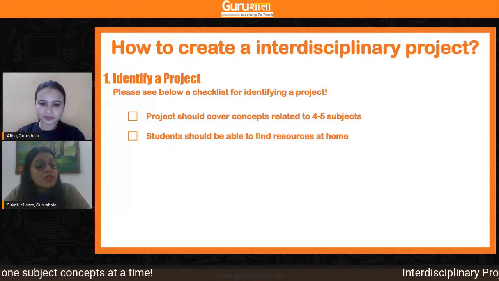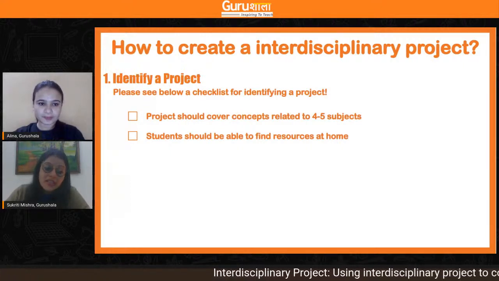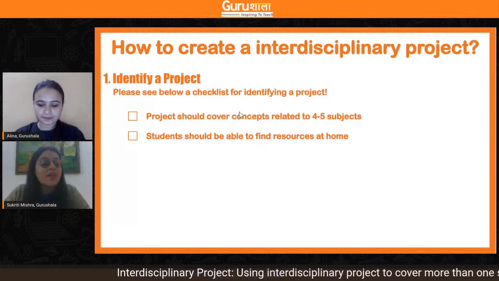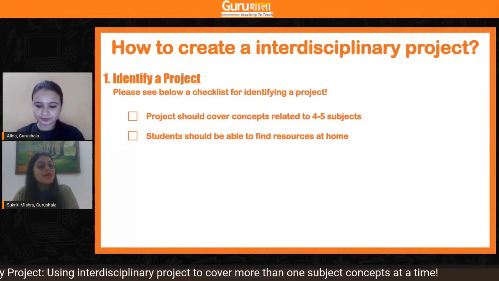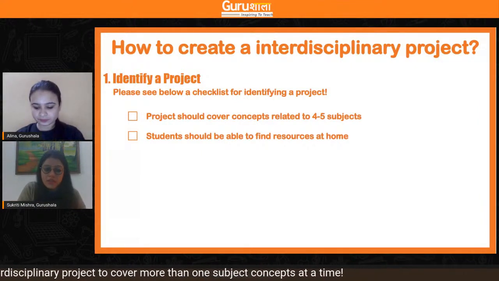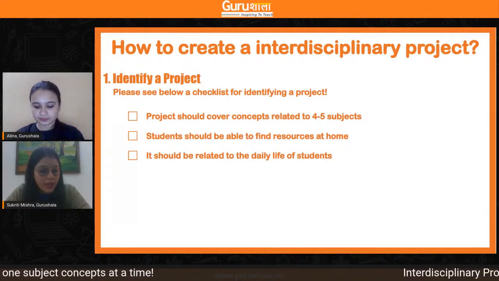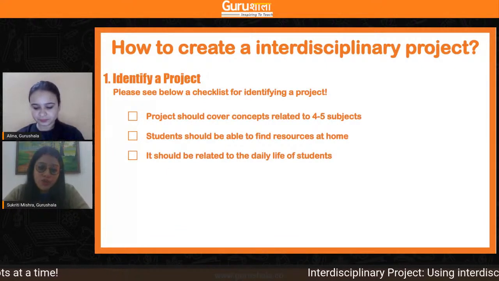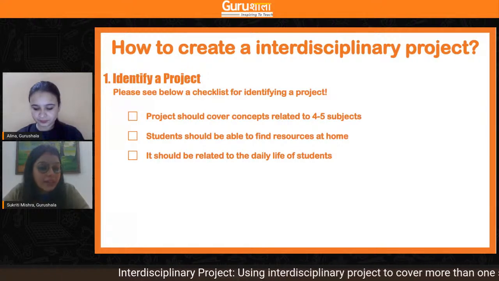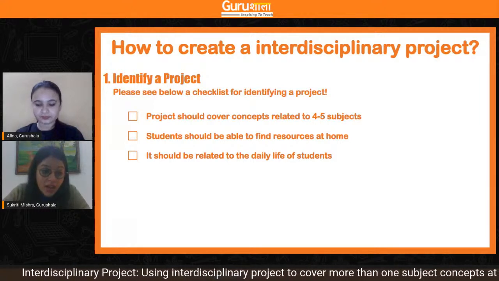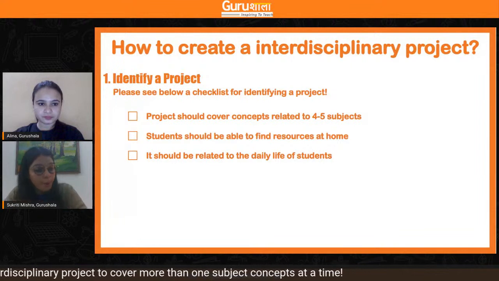Second, the students should be able to find resources at home. So as we know that it's easy to find resources in school because the entire environment is created for educational growth of students. But sometimes at home, these same materials are not very easy to find. So what we can do is plan projects in a way where students can use resources already available for them at home. It should not be difficult for them to go and find the resources, because as teachers, it's our responsibility to make complex things more simple for them rather than making simple things more complex.